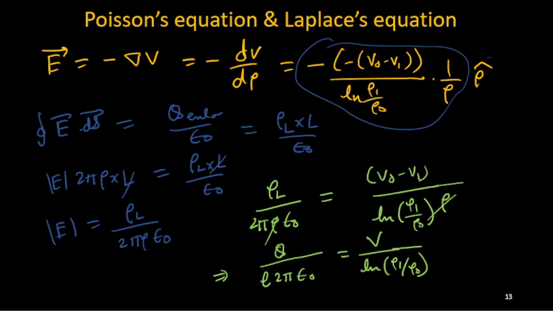So capacitance C is defined by Q by V. So if I consider this Q by V, this becomes 2 pi L epsilon naught upon ln rho 1 upon rho 0. So this is the expression for the capacitance of concentric cylinders. Okay, I think you have got this point.